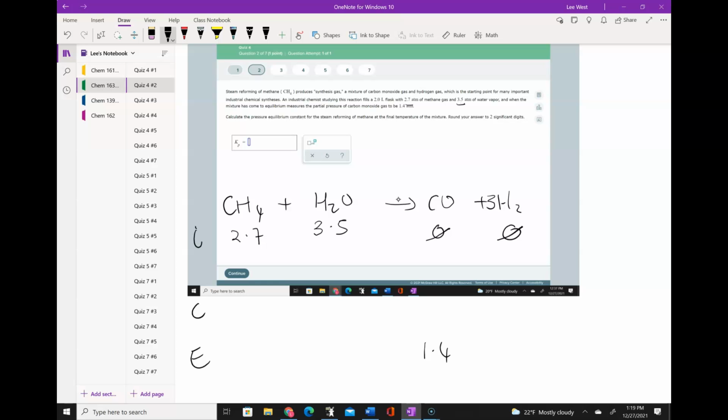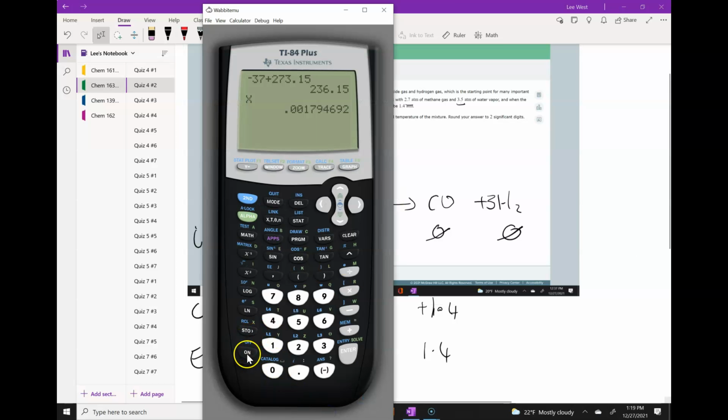So the carbon monoxide went up by 1.4. So that means that the hydrogen must have gone up by 3 times 1.4. So 3 times 1.4. So the hydrogen must have gone up by 4.2.